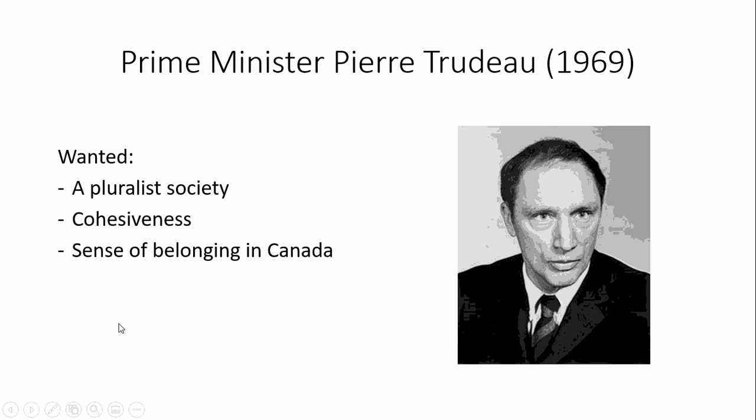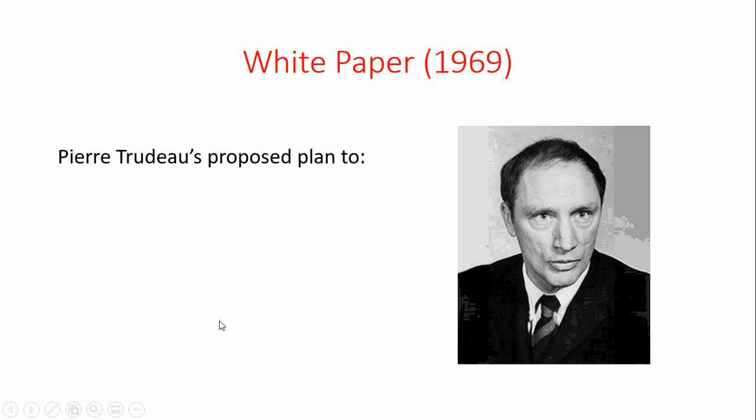All right. So Pierre Trudeau, he had this vision that he articulated for Canada. He wanted Canada to be a pluralist society, right? So a multicultural society. He wanted cohesiveness, right? So he wanted different ethnic groups of Canada to fit with each other, to get along with each other, and for all ethnic groups in Canada to have a sense of belonging in Canada. And so he proposed this plan called the White Paper, right? So you can write that down as the title for this section.